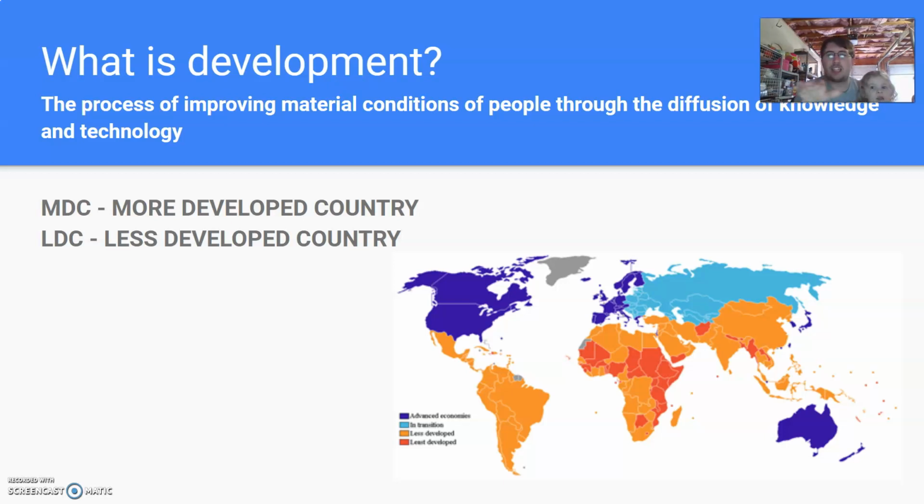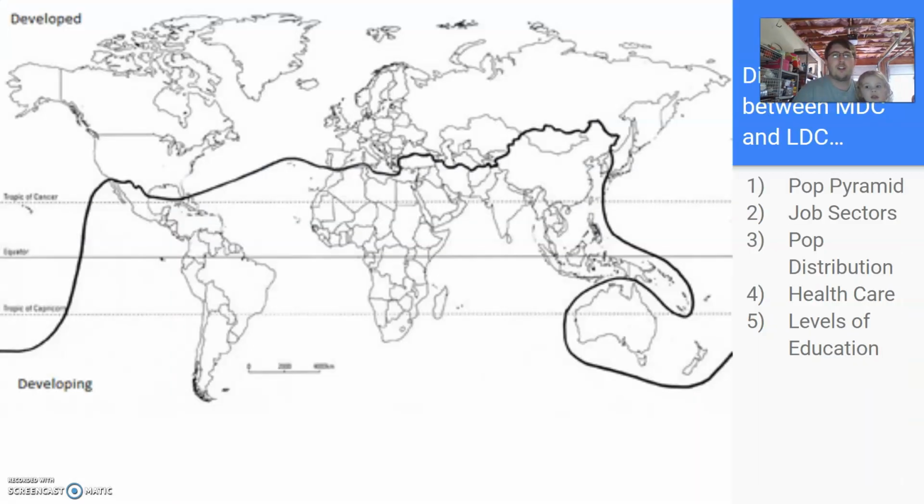But anyway, you can see the difference between the northern and southern hemisphere. So when we're talking about the differences between MDCs and LDCs, we can look at several factors: population pyramids, job sectors, population distribution, healthcare, levels of education, and then we generally can draw a line, mostly northern to southern.